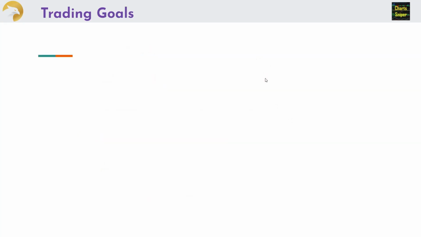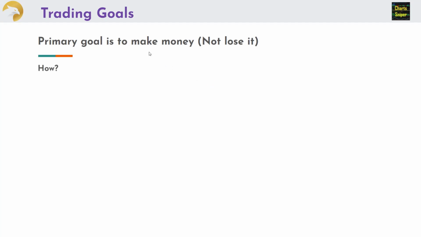So, what should be the typical trading goals of a trader? The primary goal is to make money, not lose it. That's very important because a lot of people focus on making money, but they do not understand how to not lose it, or how to come out of a losing trade quickly, and a lot of other typical trading mistakes. So the main goal should be not losing it, and automatically people start making money when they learn how to not lose it in trading.